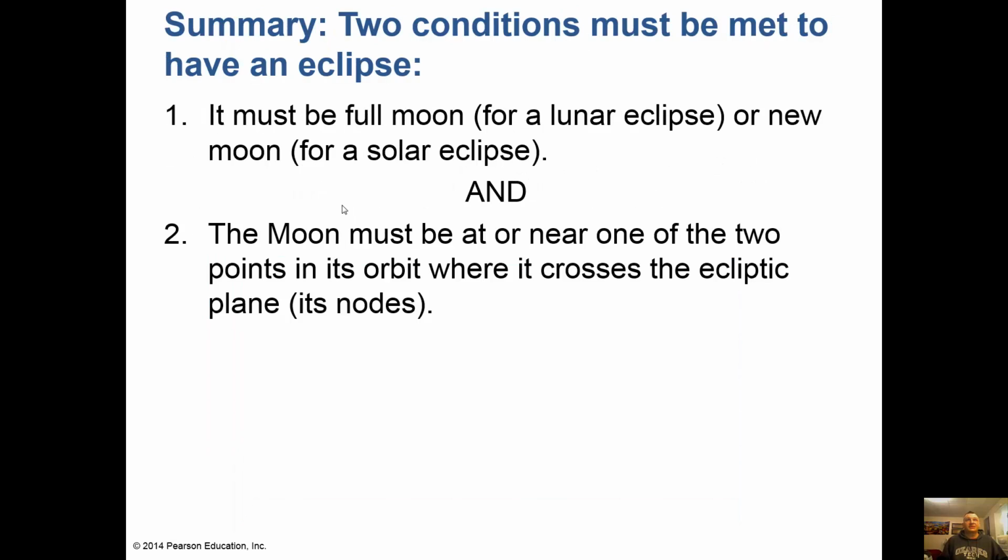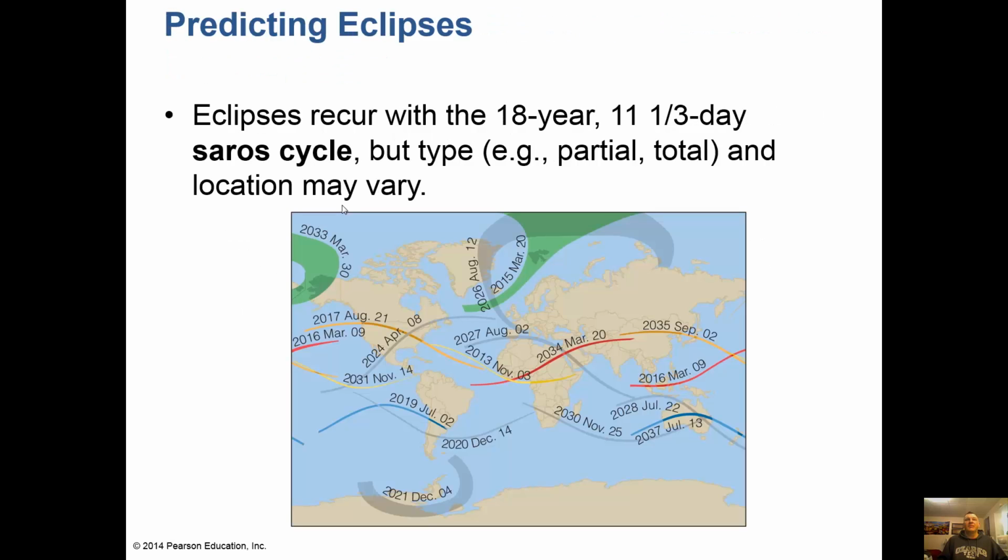So, to summarize, 2 conditions must be met to have an eclipse. It must be a full moon for a lunar eclipse, or a new moon for a solar eclipse. And the moon must be at or near one of 2 points in its orbit where it crosses the ecliptic, the imaginary path of the sun, and we call those nodes. Now we can predict eclipses.